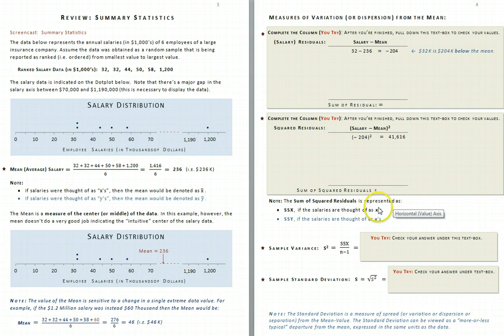If the salaries are thought of as x's, we denote the sum of squared residuals as SSX. If we were thinking of the salaries as y data, we would denote the sum of squared residuals as SSY. We'll think of the salaries as x's. The sample variance for the salary data is SSX over n minus 1.